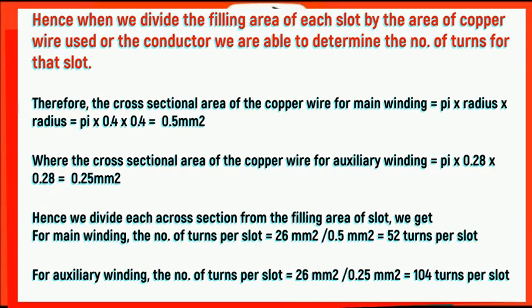We get for main winding, the number of turns per slot equals 26 square millimeters over 0.5 square millimeters equals 52 turns per slot. For auxiliary winding, the number of turns per slot equals 26 square millimeters over 0.25 square millimeters equals 104 turns per slot.